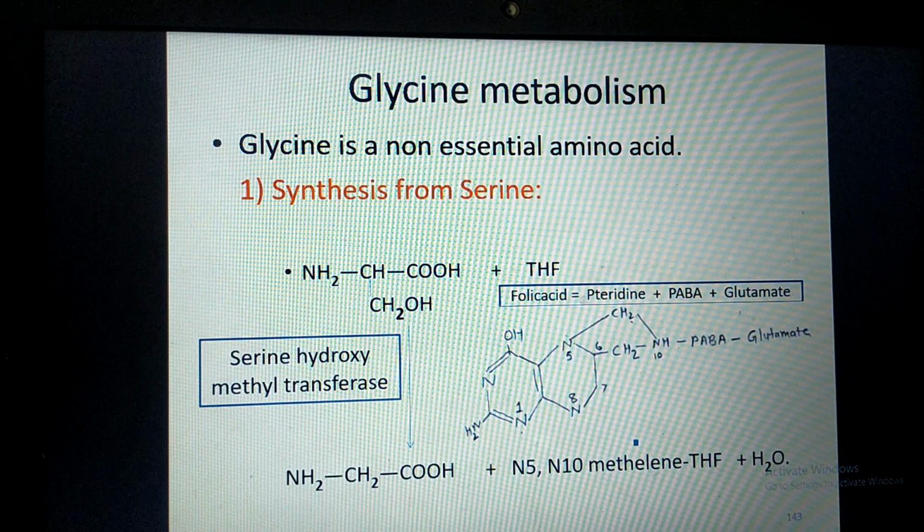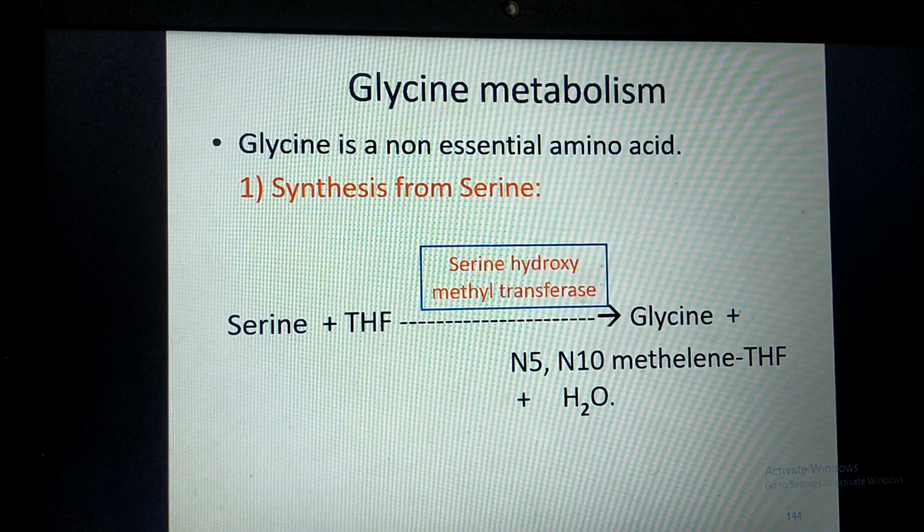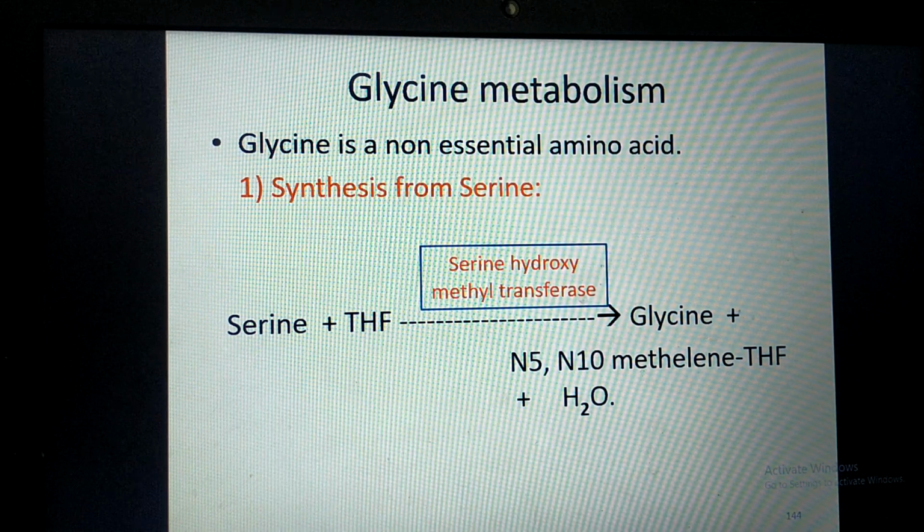I have shown the structure of pteridine below. Now this CH2 group binds with the two nitrogen atoms, the 5th and 10th nitrogen atoms of tetrahydrofolic acid. Therefore, this tetrahydrofolic acid is converted into N5,N10-methylene tetrahydrofolic acid. So in this way, the serine is converted into glycine. In the exam, you can write down this reaction directly. No necessity to draw the structure.